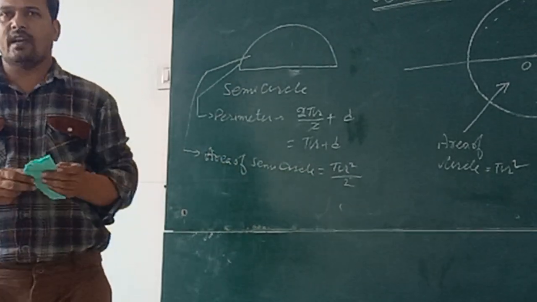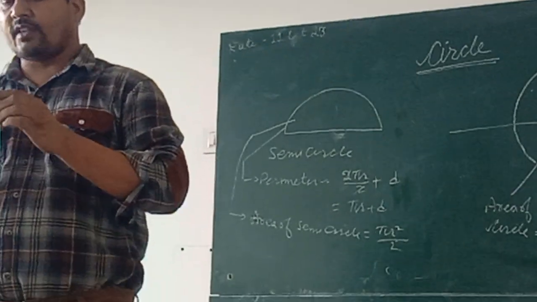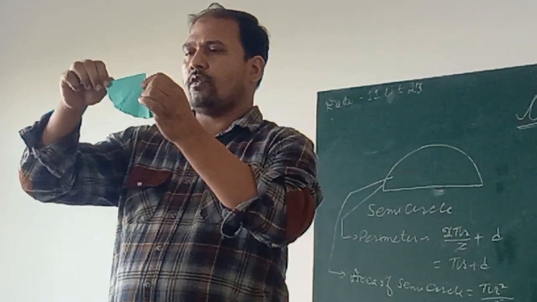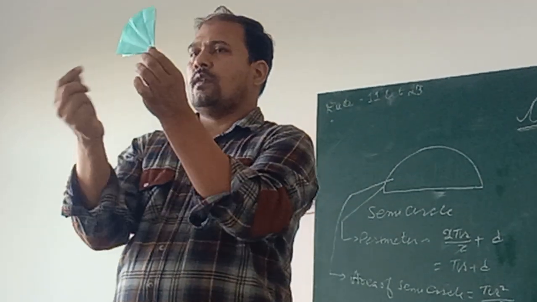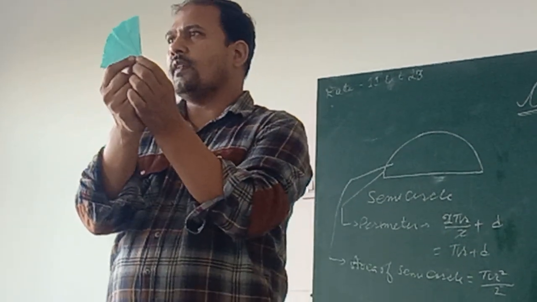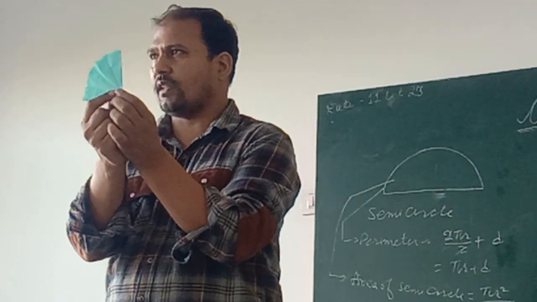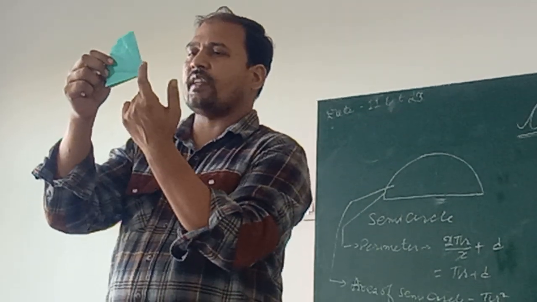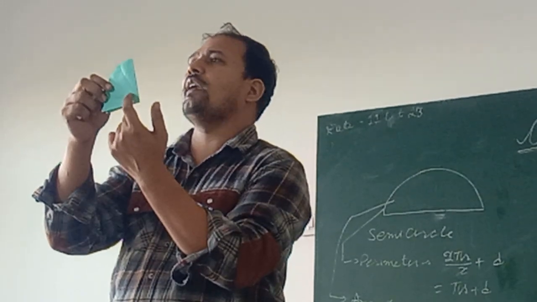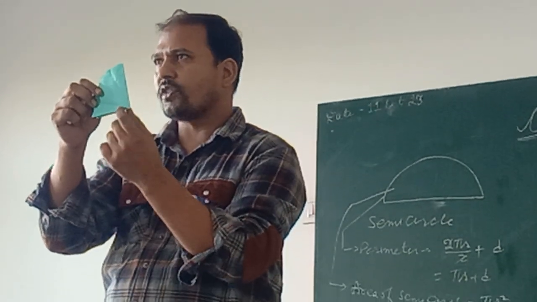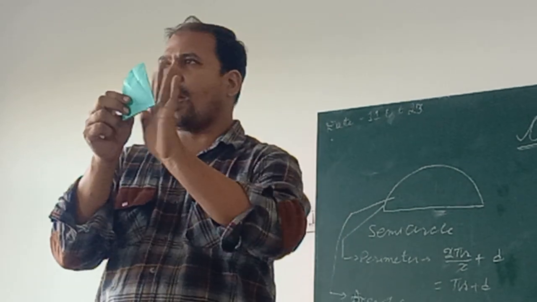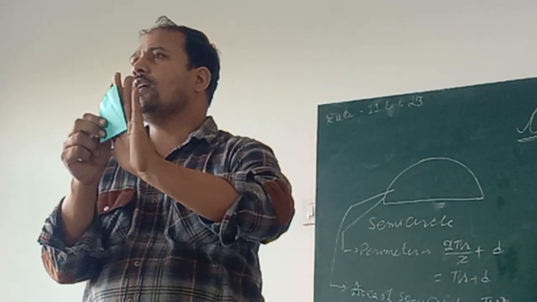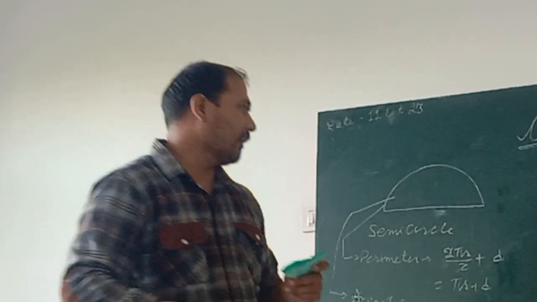After that we will divide a circle into 4 equal parts. It becomes a quadrant of a circle. Another name is sector. When a sector has a 90 degree angle, it is called a quadrant of a circle. It means the fourth part of the circle is called a quadrant.